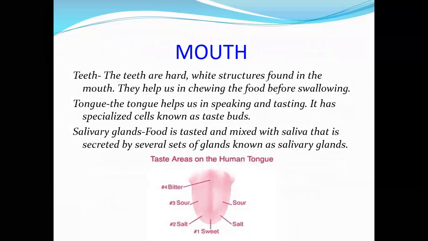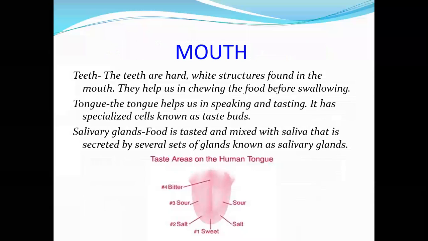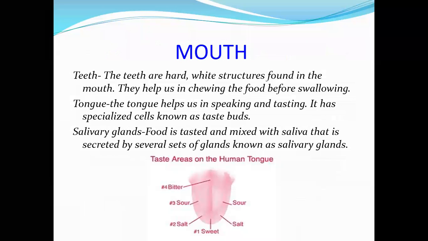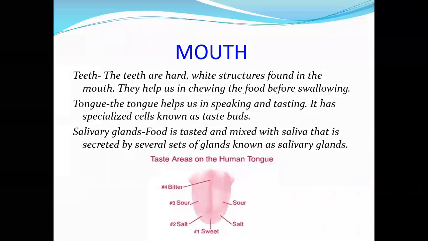We will start in the mouth. Charmel, unmute yourself and read. Mouth. Teeth. The teeth are hard, white structures found in the mouth. They help us in chewing the food before swallowing. Tongue. The tongue helps us in speaking and tasting. It has specialized cells known as taste buds.